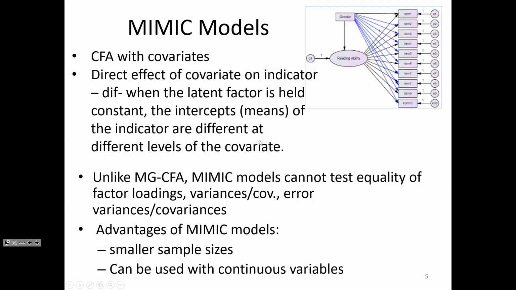But I think right up front, by looking at your sample sizes, you know which direction you're going to have to go. If you've got the sample size to support it, and you've got a dichotomous variable or trichotomous variable, I would go multiple groups. But if one of your groups is really small and you can't do multiple groups, then I would go with a mimic model.